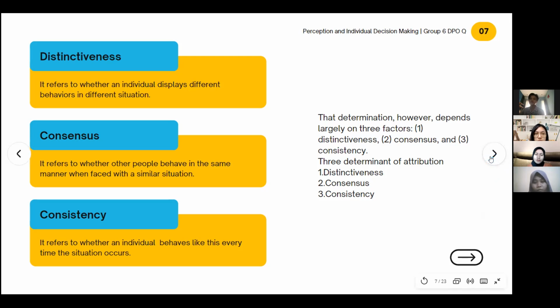Distinctiveness refers to whether an individual displays different behavior in different situations. The most important thing is to find out whether the behavior is unusual. If it is unusual, the distinctiveness is high and highly likely it is an external attribution. If it's not unusual, the distinctiveness is low and highly likely it is an internal attribution. And then consensus: if everyone who faces a similar situation responds in the same way, we can say the behavior shows consensus. And the last one is consistency. It is whether the individual behaves identically from case to case in the given situation. It is called consistency.